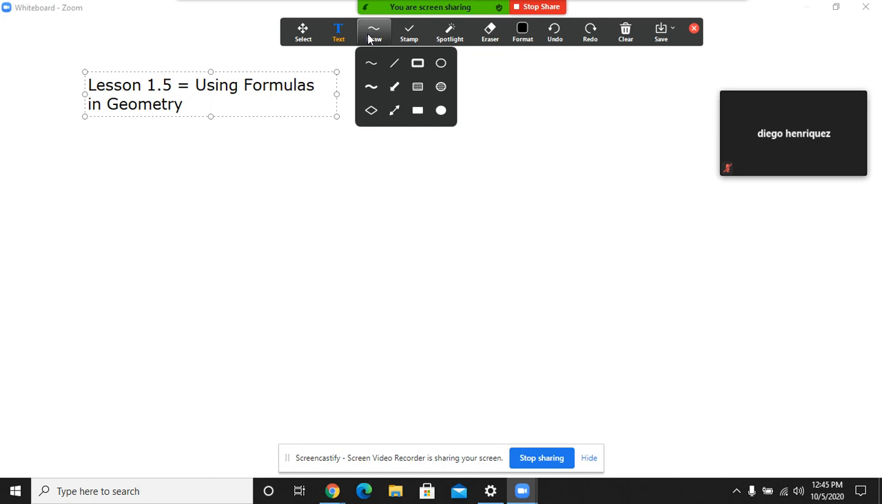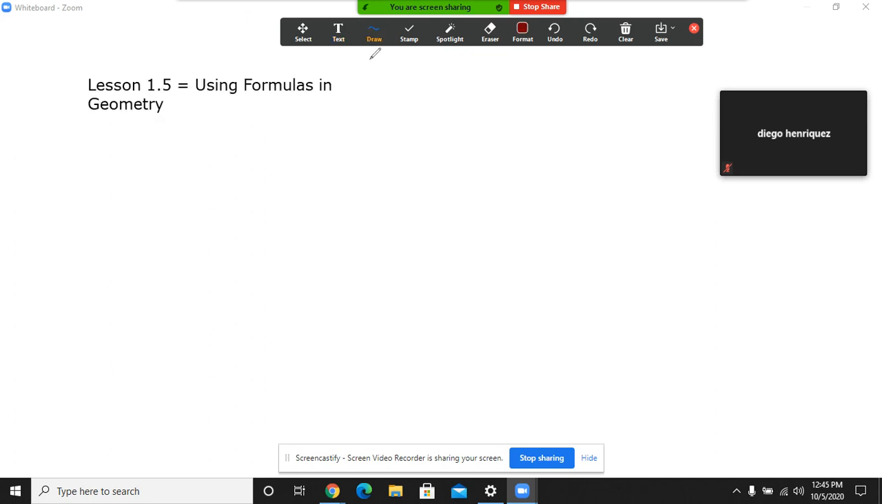the formula of the rectangle. So we talk about how to find the perimeter and area of a rectangle. Let's start talking about the rectangle. So we saw in class that the formulas of the rectangle are the following.